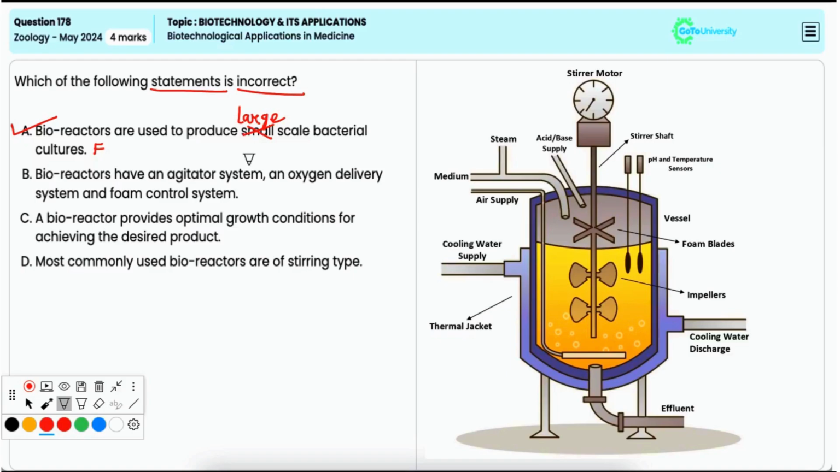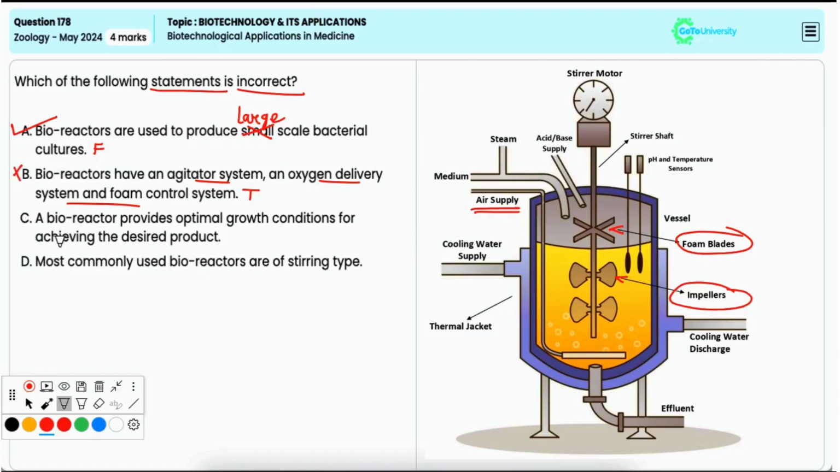Option B: bioreactors have an agitator system, an oxygen delivery system, and a foam control system. Now, this is true because bioreactors include these components to maintain optimal growth conditions. The agitator system is responsible for uniform mixing. The oxygen delivery system supplies the necessary oxygen for the aerobic processes, and the foam control system prevents excessive foaming. Hence, this is an incorrect option.